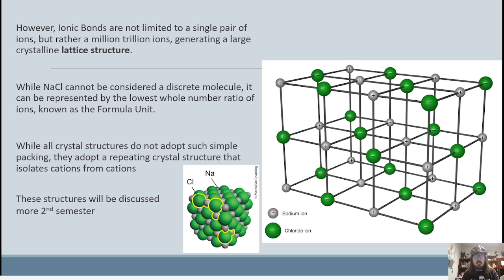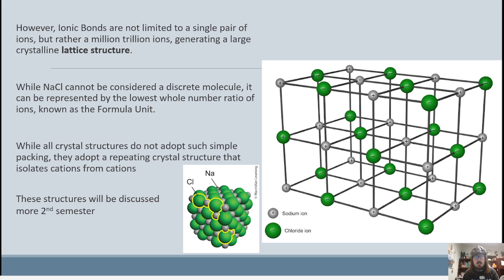However, we can always simplify this to the discrete formula unit of sodium chloride. There's always one sodium for every one chloride. And so they don't always adopt a simple packing, but they will adopt some sort of repeating crystal structure that will isolate the cations from other cations. There'll be more talk about this in the second semester.